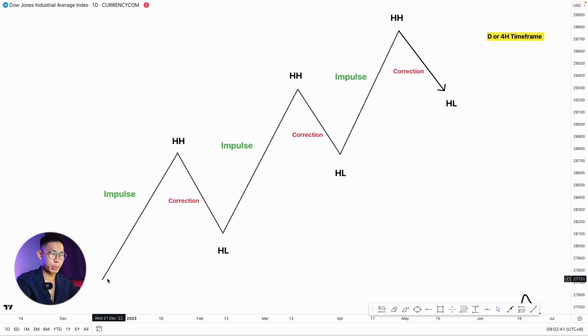So why this happens is because during the impulse phase, when price pushes up like this, there's not enough buyers for the price to continue going up. So there has to be some sort of retracement. So some sellers start to come in and push price down, causing this correction. Now, after price is done correcting, more buyers will start to come in and buy low and sell high, right? So they will buy at this higher low, causing the price to be pushed up even further to create a new higher high. So this is the next impulse move.